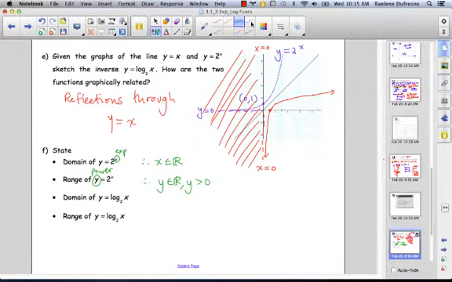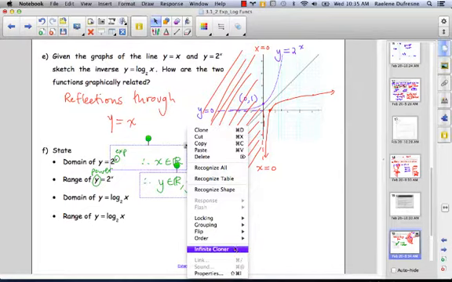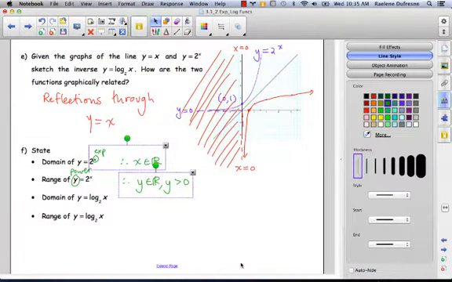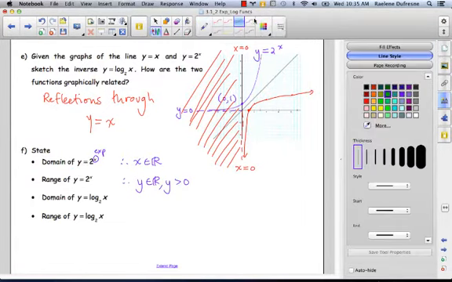I should have put that in blue. Let me see if I can just change the color here. Just change the color with properties. There. And this one I'll just write in blue again.